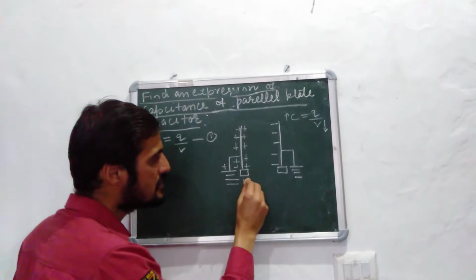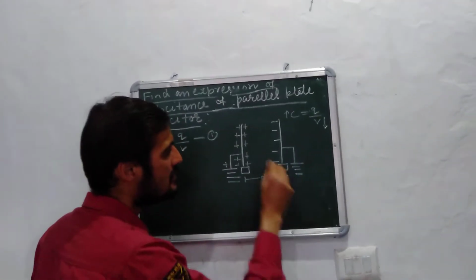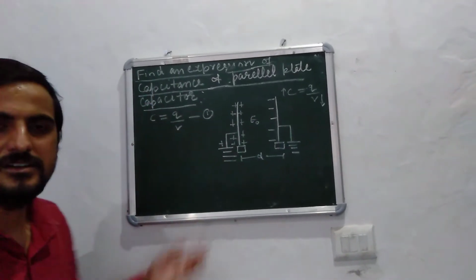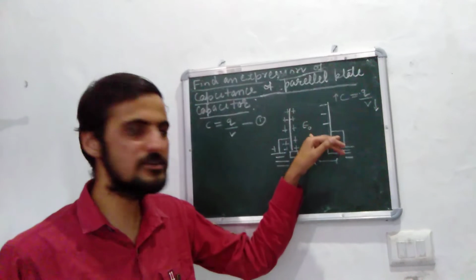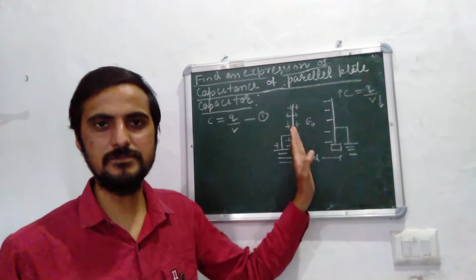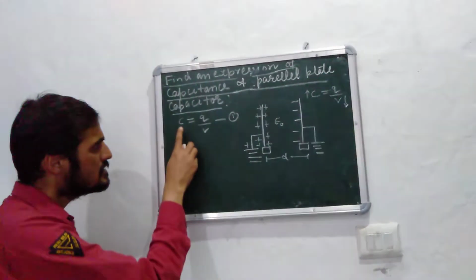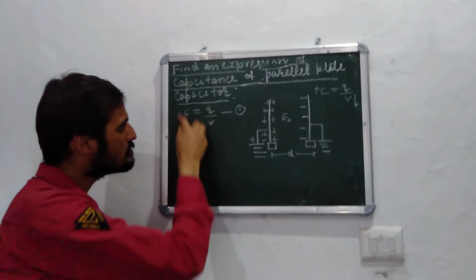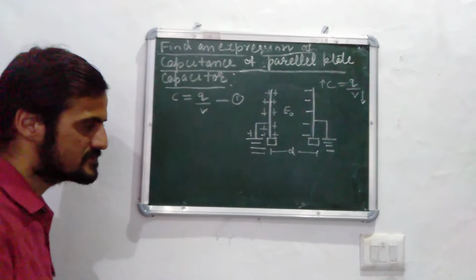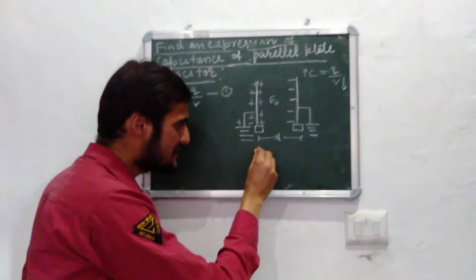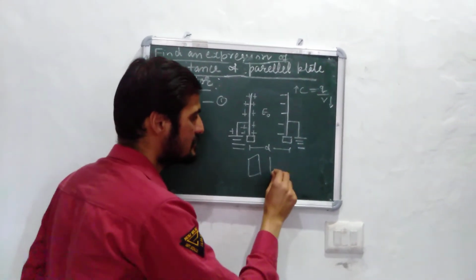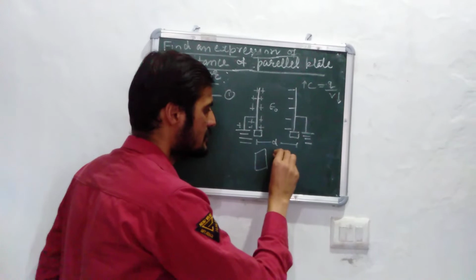There is a distance D between these two plates, and E naught is the electric field. It is E naught because there is no medium inside this parallel plate capacitor. C is equal to Q upon V. From this we can conclude that we have to calculate two things: first is Q, second is V. These plates are like this, one is this and the second one is this.